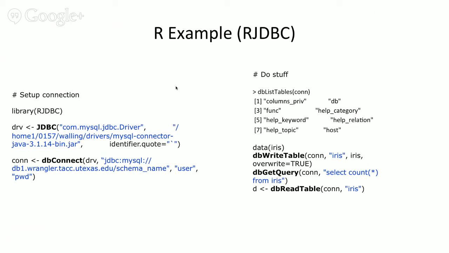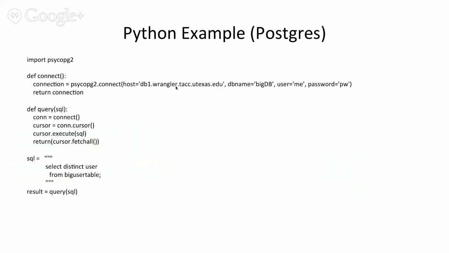Further examples of higher level interfaces for doing things like writing data to a table or reading data back out of the table into a data frame. You don't have to memorize all of the SQL commands to do that. These abstract that away for you. This is an example in Python where I'm connecting to a Postgres database.